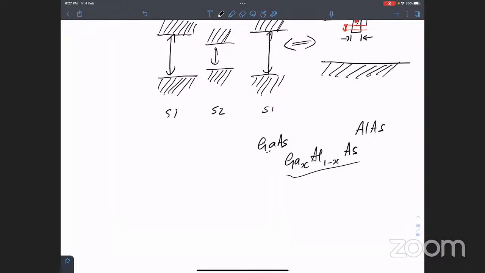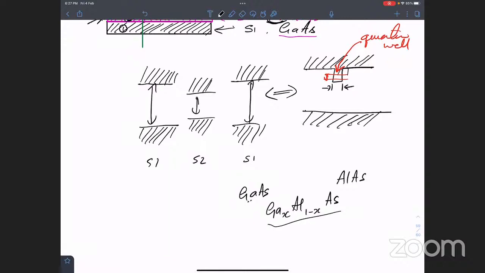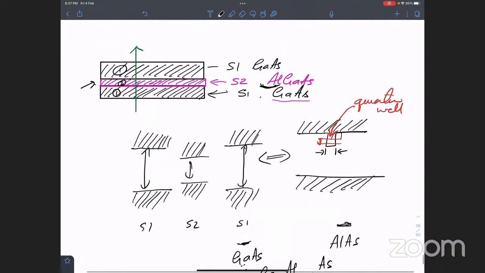This is actually called stoichiometry. I can control the stoichiometry of this alloy, which is just controlling the x. That's called controlling the stoichiometry of the alloy. Based on that, this will have a different band gap. So depending on the stoichiometry, I'll get a band gap that is somewhere in between gallium arsenide and aluminum arsenide. And so I am now able to precisely control the barrier height as well, and I'm precisely controlling the barrier width as well.